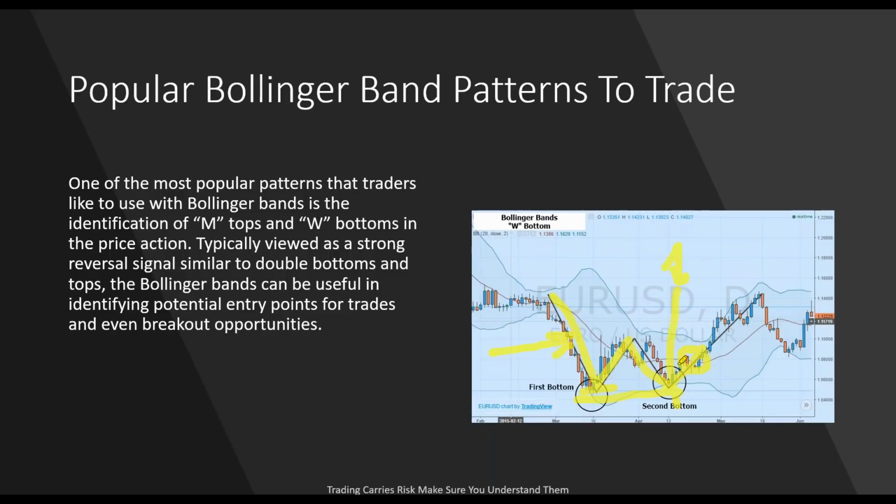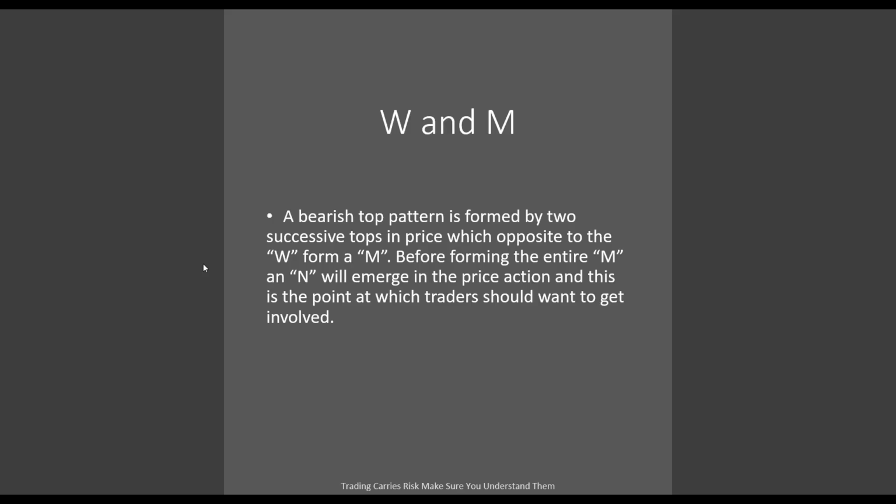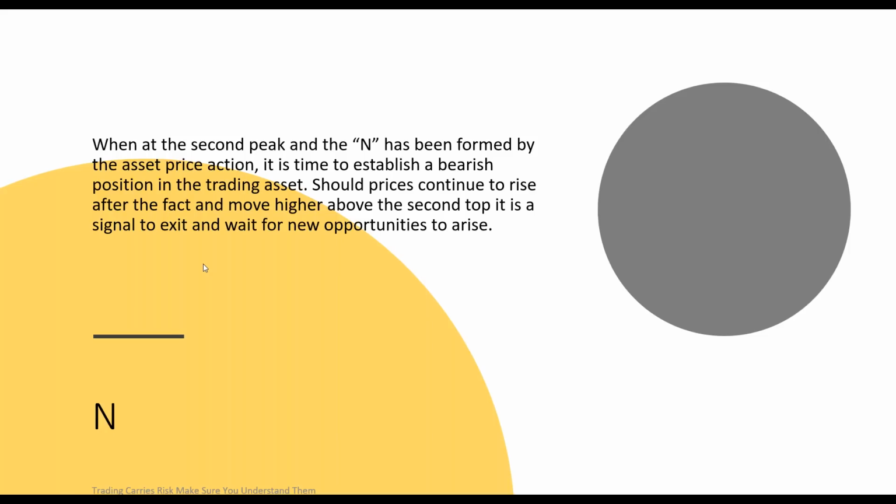We can also use this to set our stop loss and our take profit level. And again, we have just the reverse, because remember, everything's in reverse. So we have a W bottoms, and then we have the M formation with the tops. Very simplistic, but when you see it developing and you actually see it taking place, they're fairly reliable signals. So when the second peak of the M has been formed by the asset price action, it's time to start establishing a trading position.